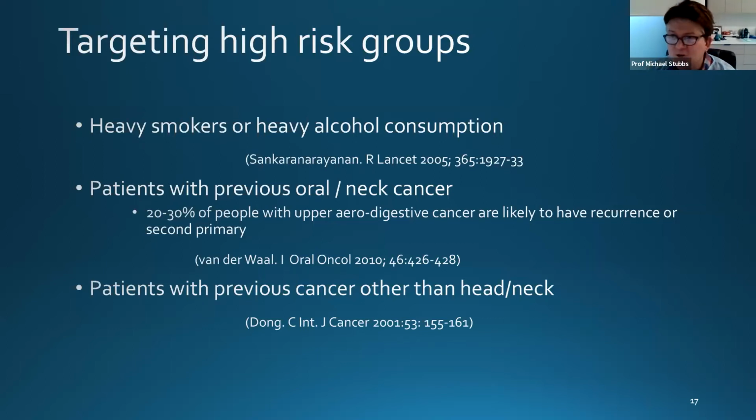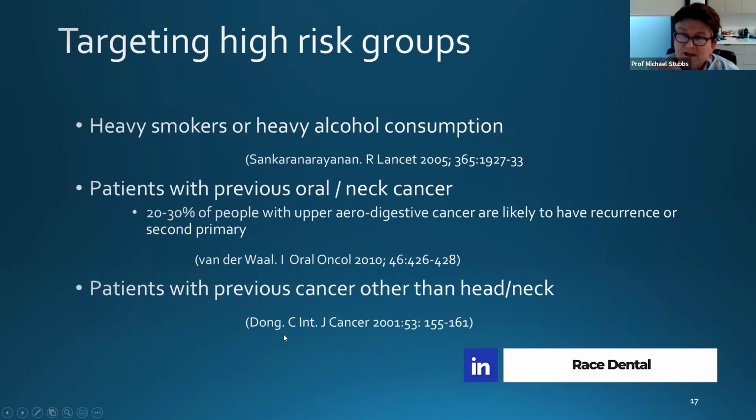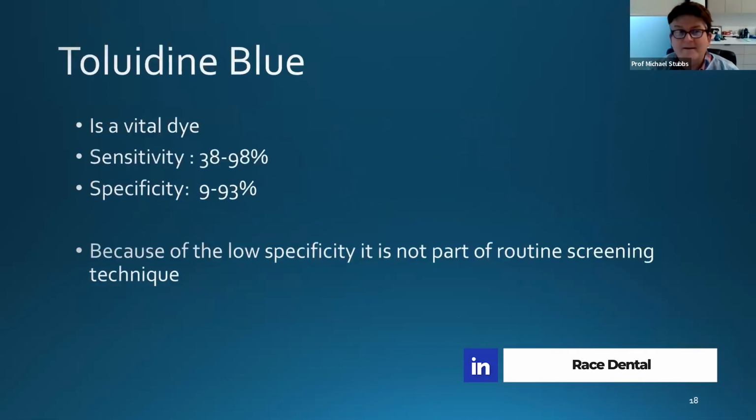And if there's something you're not sure of, you'd obviously be in contact with the surgeon and ask for advice. So those patients that smoke or drink alcohol, those patients that have had previous head or neck cancers, they're the ones that certainly are the vulnerable ones for recurrences. So you want to keep an eye on those patient groups.